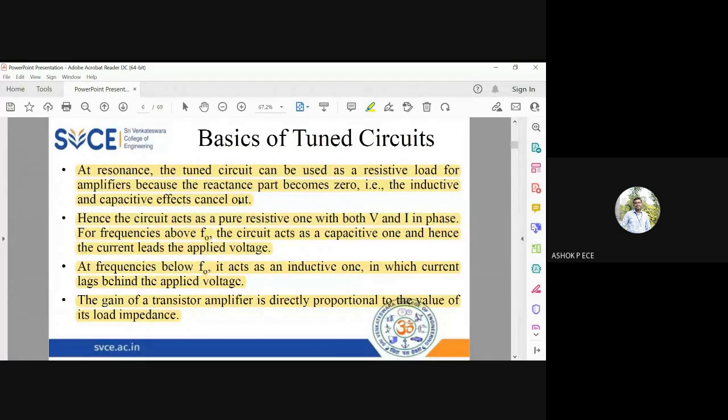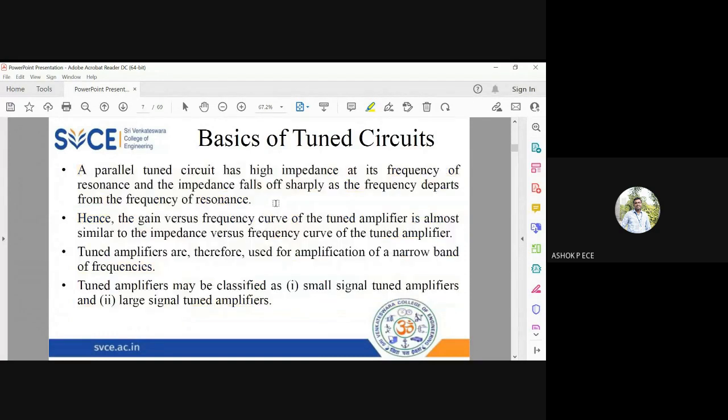So these are the inferences from the frequency response graph of the tuned circuit. A parallel tuned circuit has a very high impedance at the frequency of resonance, and the impedance falls off sharply as the frequency departs from resonance. Here we are using a parallel tuned circuit. At resonance, the value will be pure resistance, and it decreases on either side as you move away from the frequency of resonance.